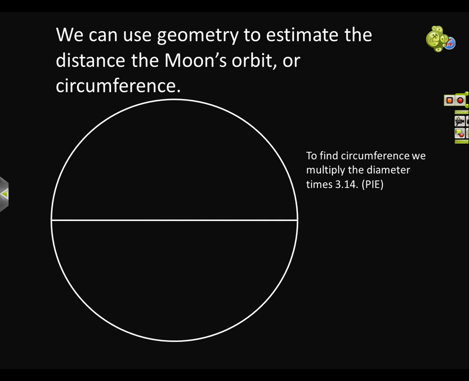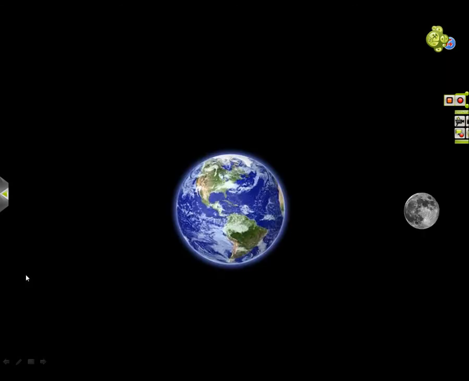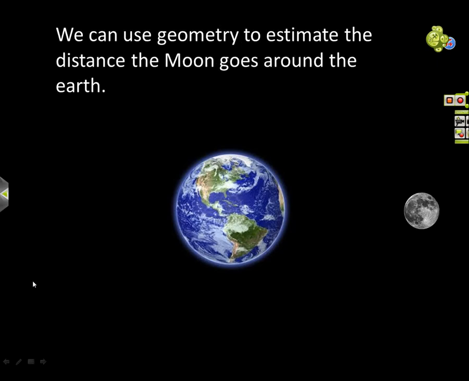To find circumference, we multiply the diameter times pi, 3.14. 480,000 miles times 3.14 equals 1,507,200 miles. We use geometry to estimate the distance the moon goes around the Earth.